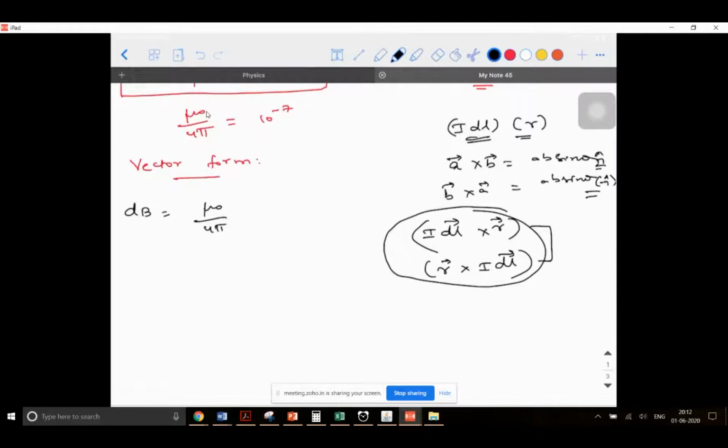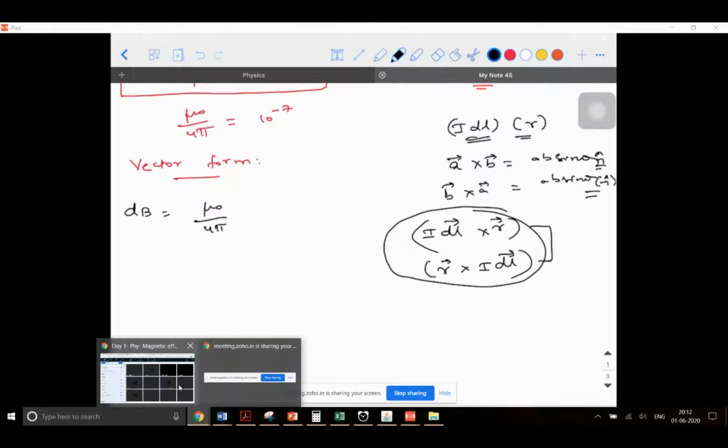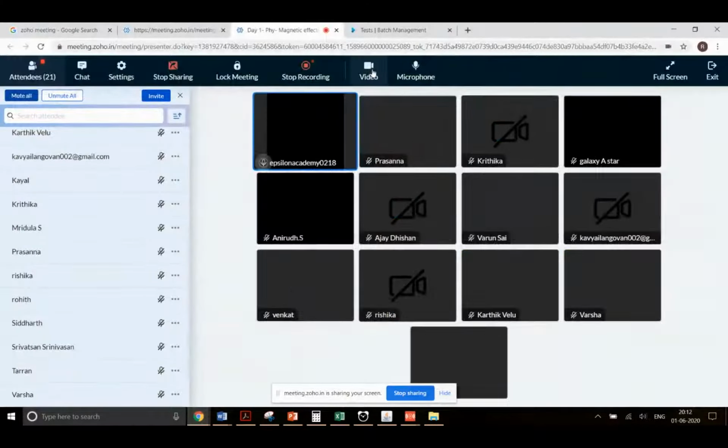For this, I'm switching on my video. I'll show you how to apply right hand thumb rule. So please pay attention. The only problem is I'll be visible only in a grid. I cannot come on the full screen. So observe this. So please focus.